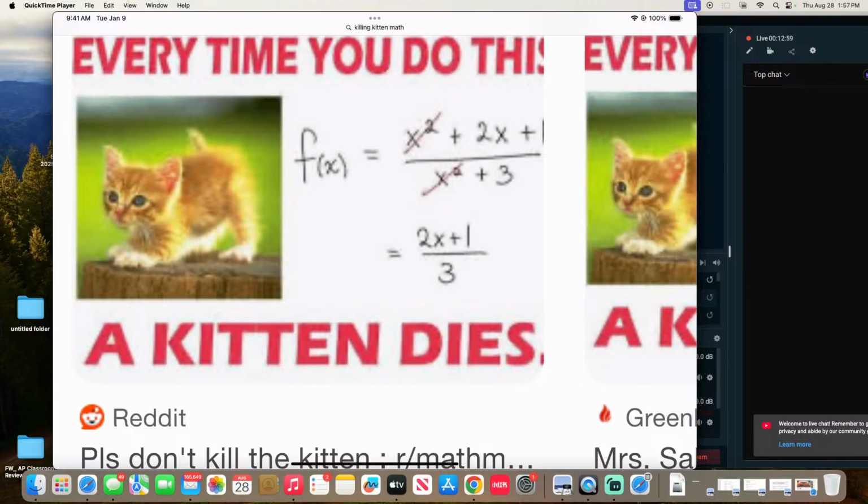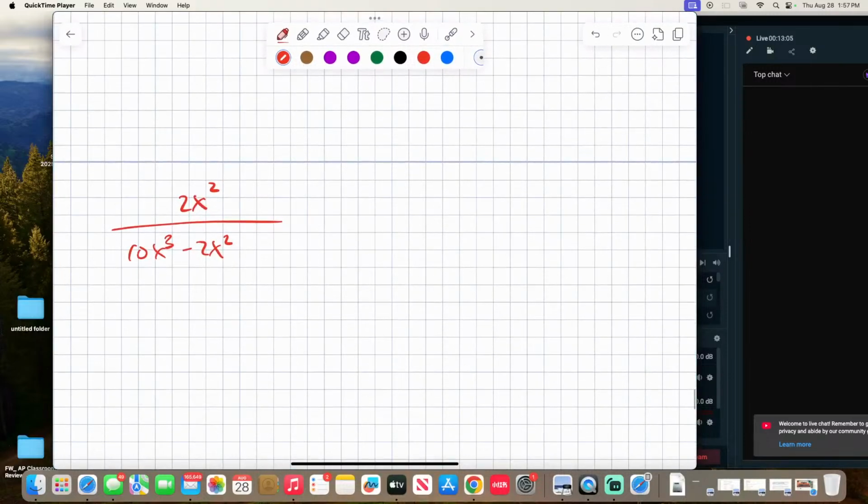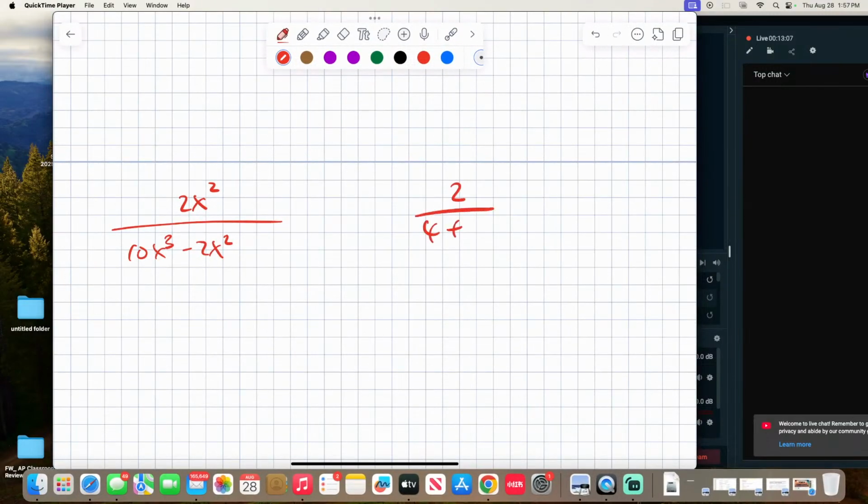Every time you cancel, it has to be a factor. What I'm trying to say is this: even if you have 2 over 4 plus 2, you cannot cancel the 2, even though you want to. You can cancel the 2 in a different way. You can factor out 2, and then it's 2 times (2 plus 1). So now the 2 can be simplified.